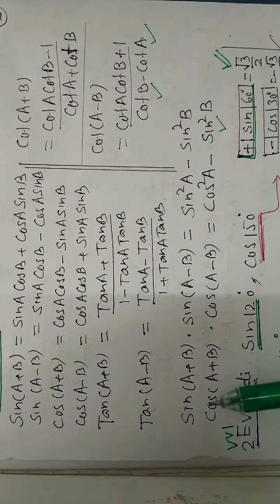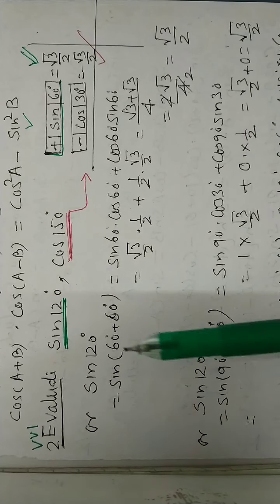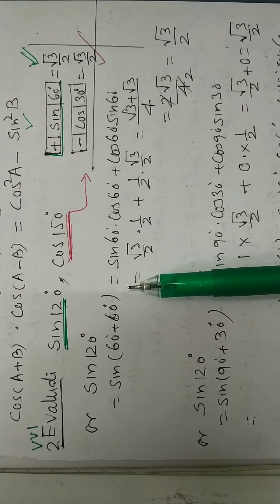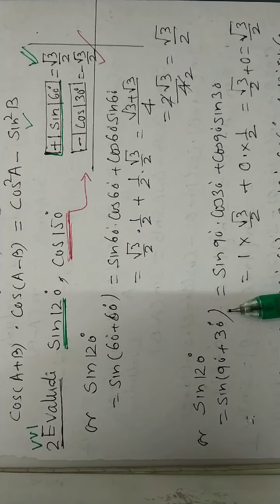Or you can write sin(60+60), sin A into cos B plus cos A into sin B. You know the values of 60, simplify it to get the answer. Or you can break 120 as 90 plus 30, as you like. The breaking values should be known values to you. You know 60 and 60, you know 90 and 30. You never select 70 and 50. 70 plus 50 makes 120, but never, because you do not know the values of 70 and 50. So 90 plus 30 are known to you.